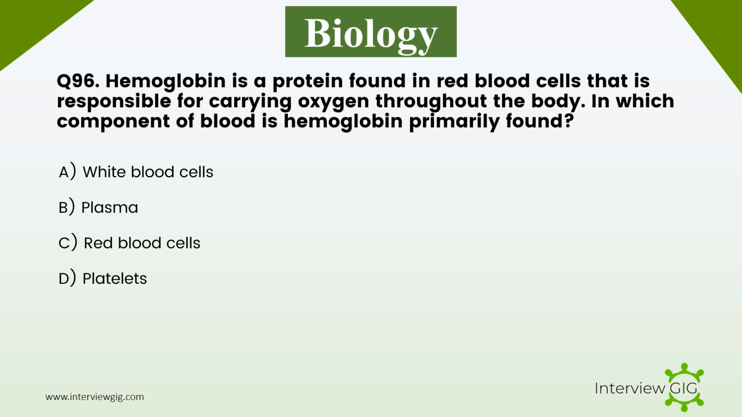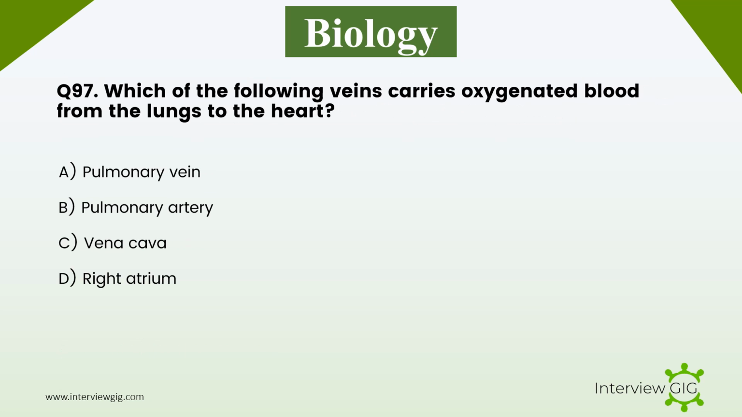In which component of blood is hemoglobin primarily found? A. White blood cells. B. Plasma. C. Red blood cells. D. Platelets. Answer C. Red blood cells. Next question. Pulmonary veins carry oxygenated blood from the lungs to the heart, whereas other veins carry deoxygenated blood.